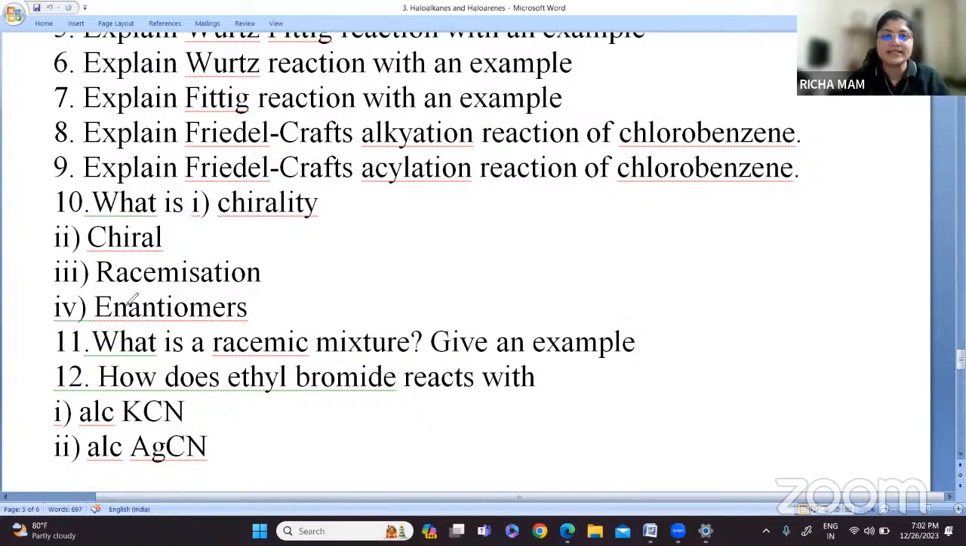Next is racemization. What do you mean by racemization? The process of conversion of enantiomers into a racemic mixture is called racemization.